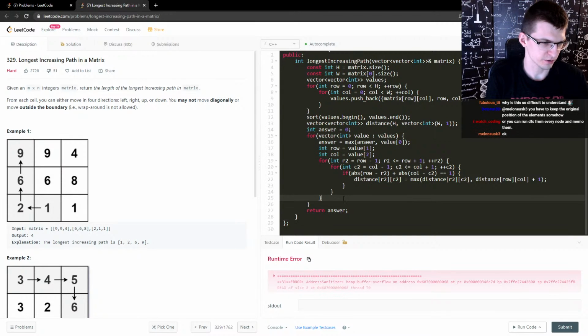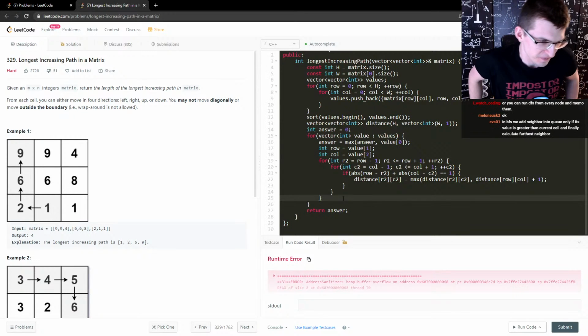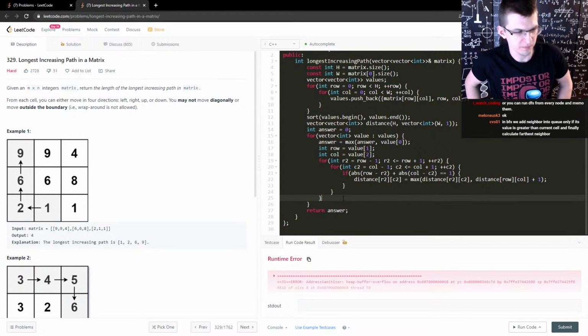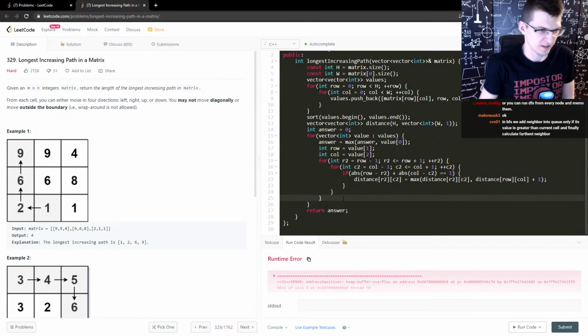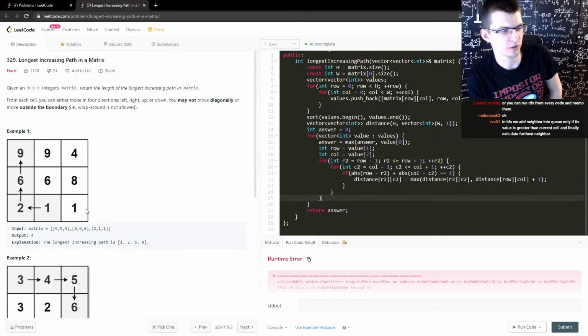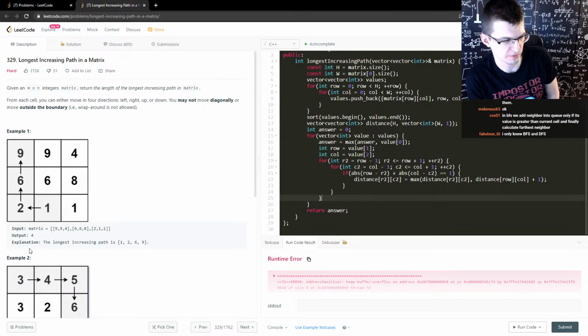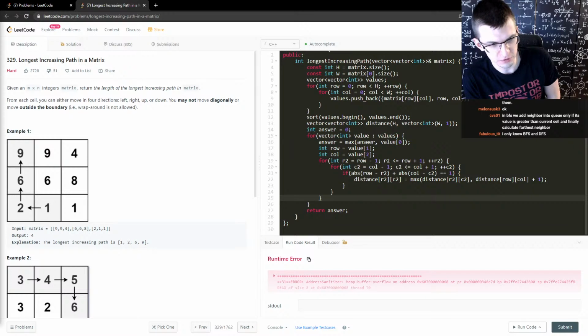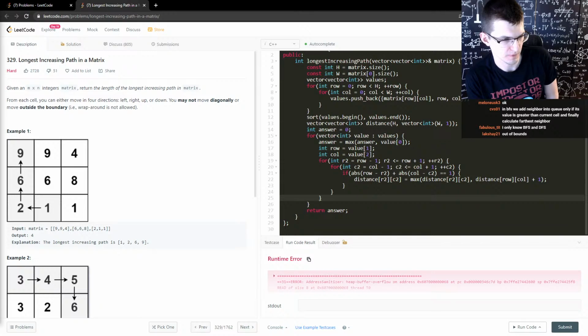All right, I have an error. Whose is the mistake? Run DFS from every node and memo them? No, that's wrong. What will happen if you run DFS from every node? You would need to do something equivalent to topo sort, and if you don't store input degrees, then that's bad. In BFS, we add a neighbor into the queue only if its value is greater than the current cell, and finally calculate the furthest neighbor. What, without this kind of sort?